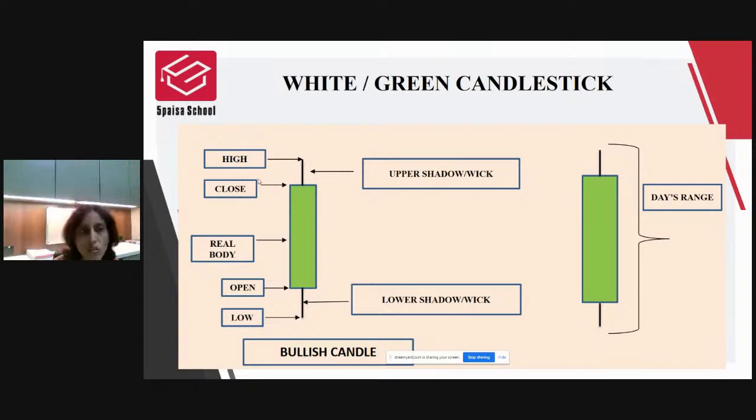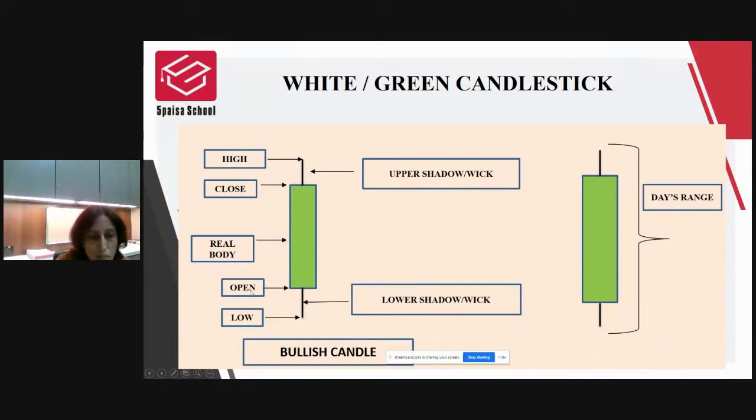So as you can see over here, there is this green candlestick. It can be a white candlestick also, but essentially what it projects is the bullish candle, or the bullish market sentiment. Now, what you see over here is a body. This green part represents the real body.